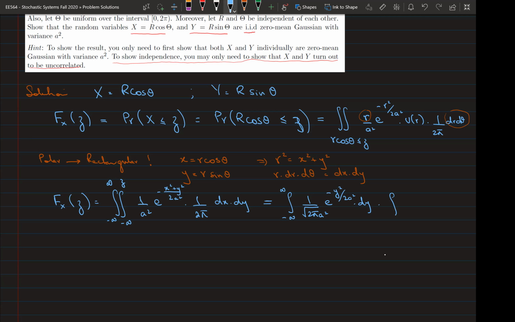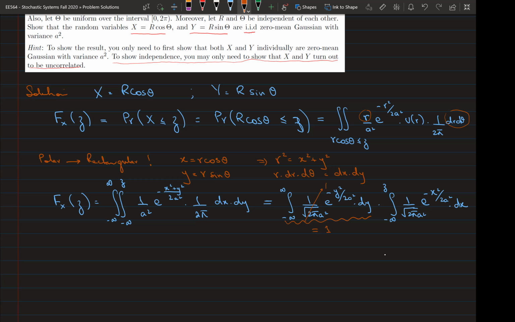And times I have another integral which is from minus infinity to z, and this integral is, of course, over x. This is 1 upon root 2 pi a squared, and this is e raised to power minus x squared by 2a squared times dx. And clearly this integral is equal to 1 because this is nothing but the area under the curve of a valid Gaussian PDF, which is zero mean and has variance a squared. So this thing, of course, is equal to 1.